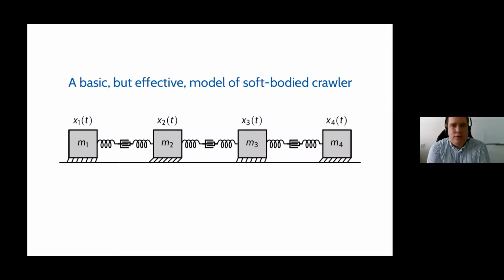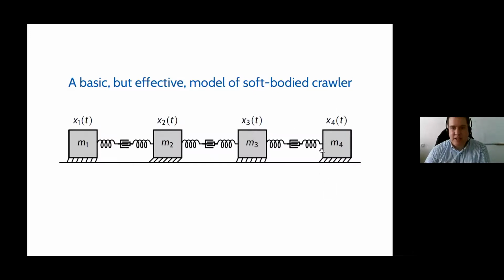So how do we model models? Well, the standard model is a chain of blocks. This is the most common one. It can look very simple, but it's actually very effective and very widespread. So we can have a chain of blocks, each with a mass mi and position xi.